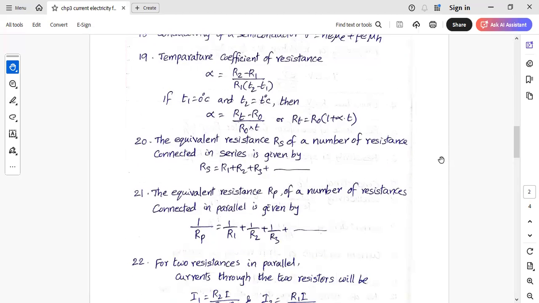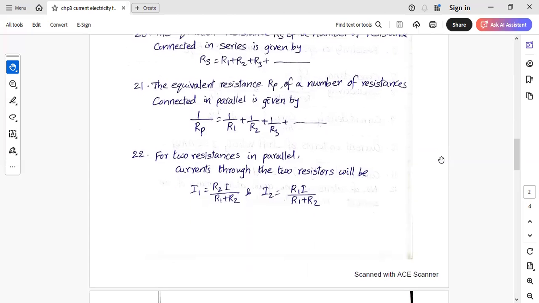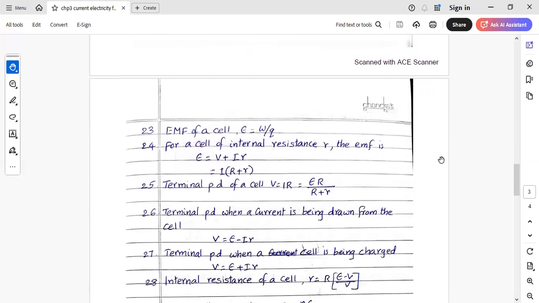The equivalent resistance Rs of a number of resistances connected in series: Rs is equal to R1 plus R2 plus R3 and so on. The equivalent resistance Rp of a number of resistances connected in parallel: 1 by Rp is equal to 1 by R1 plus 1 by R2 plus 1 by R3 and so on. For two resistors in parallel, currents through the two resistors will be I1 is equal to R2 by R1 plus R2 into I, I2 is equal to R1 I by R1 plus R2.